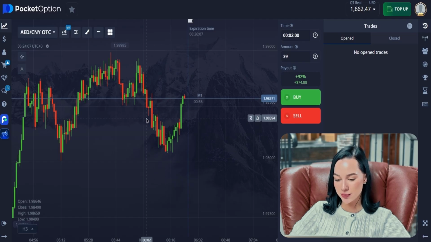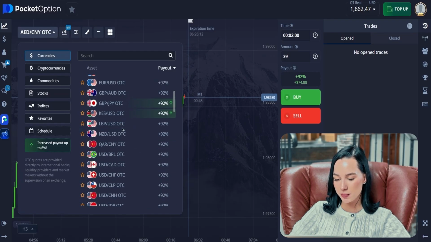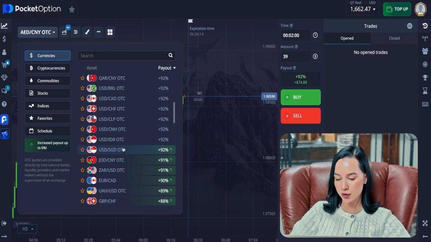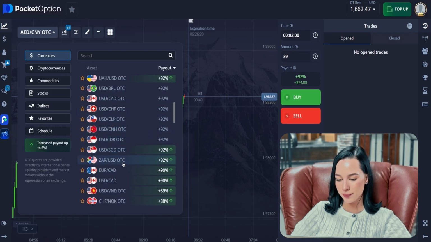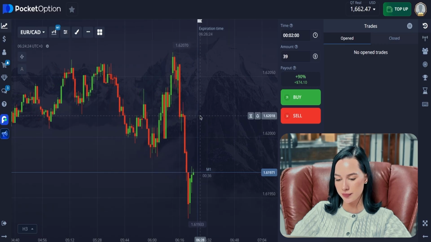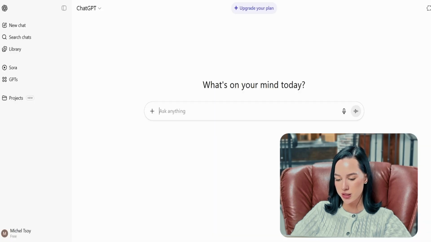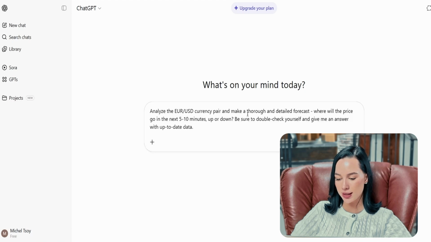So first of all, let's find the currency pair that we're gonna trade on. As you can see, there are not that many currency pairs in the real market for now, for example, Euro and Canadian dollar. So I already texted the question to ChatGPT. I just changed the currency pair here, CAD, and we send it to the chat.